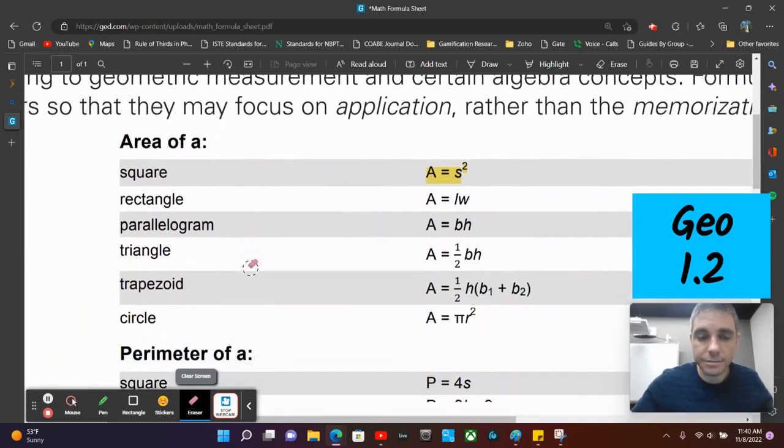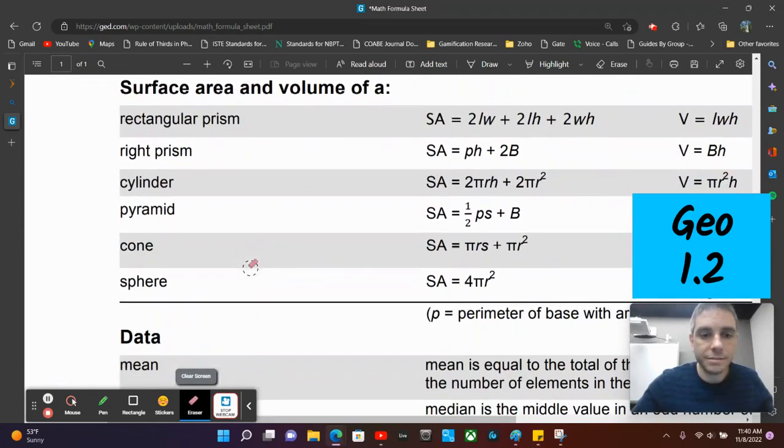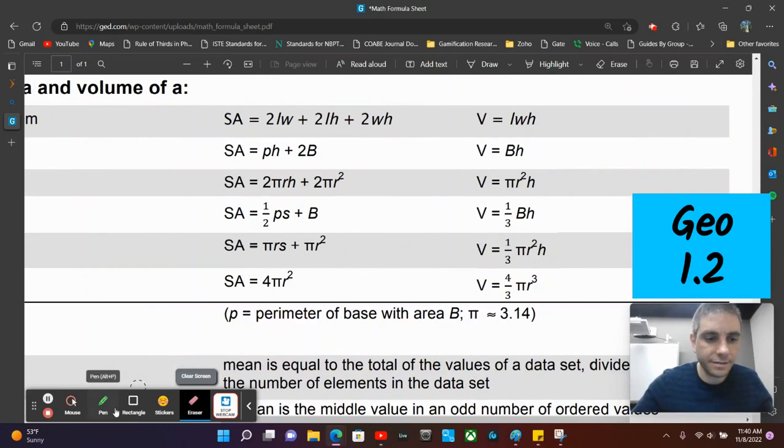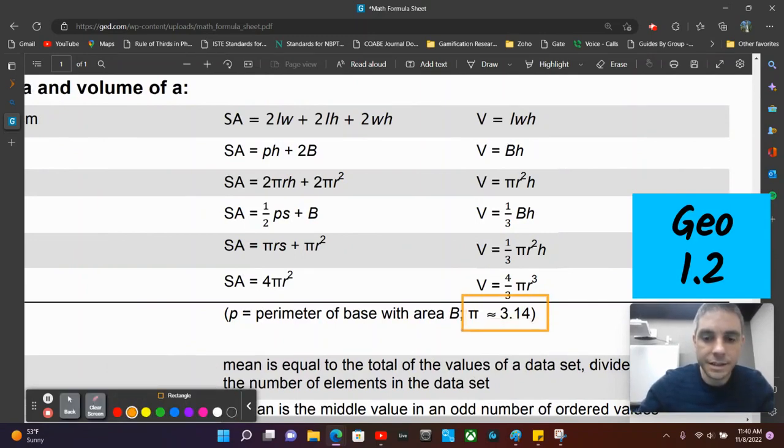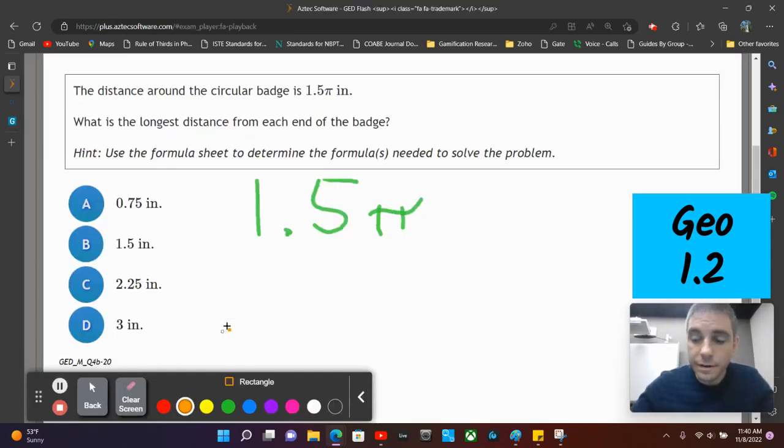If we scroll down from the top, right here, it's not super clear, but it is on here. They tell us the pi symbol, or the measurement of pi, is approximately equal to 3.14. 1.5 pi, right next to each other, in algebra language indicates multiplication. So the distance around this circle is a measurement of 1.5 times pi.